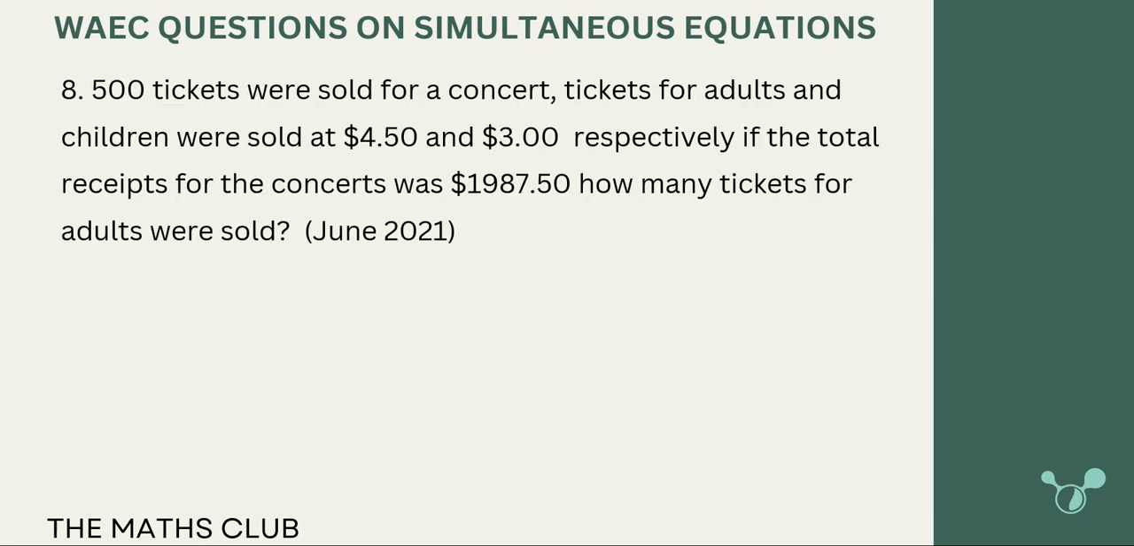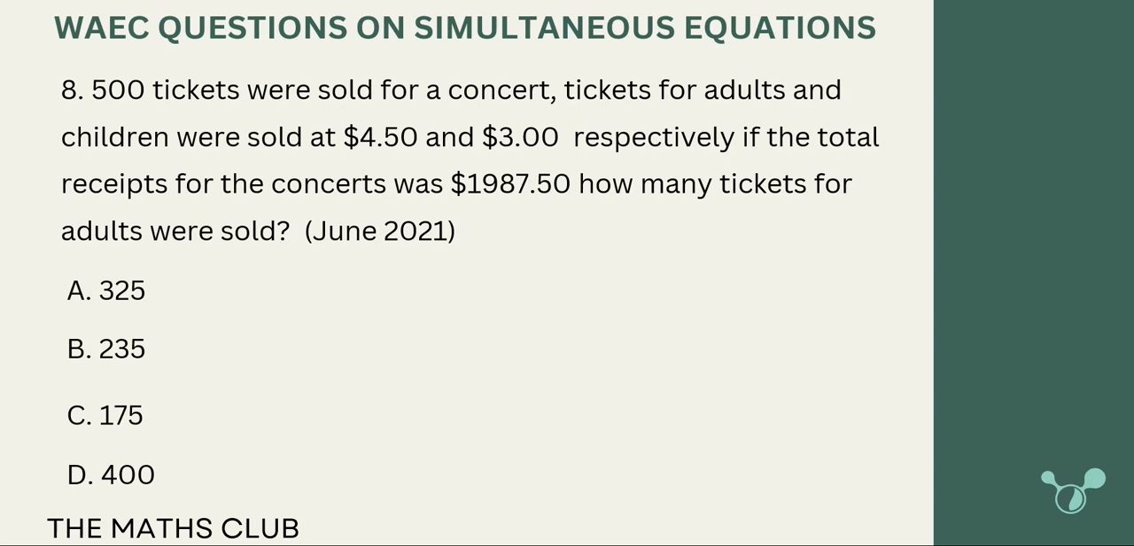Question 8 says that 500 tickets were sold for a concert. Tickets for adults and children were sold at $4.5 and $3 respectively. If the total receipts for the concert was $1,987.5, how many tickets were sold for adults? I want you to pause the video and try this out yourself.